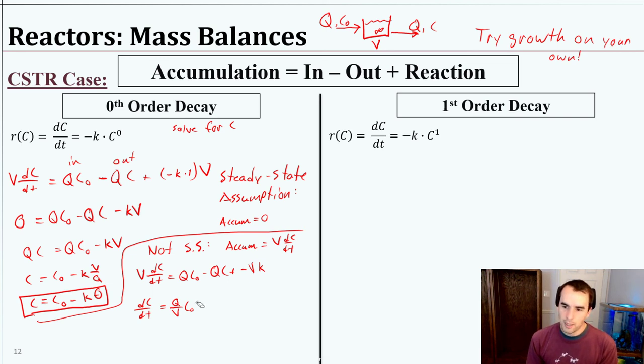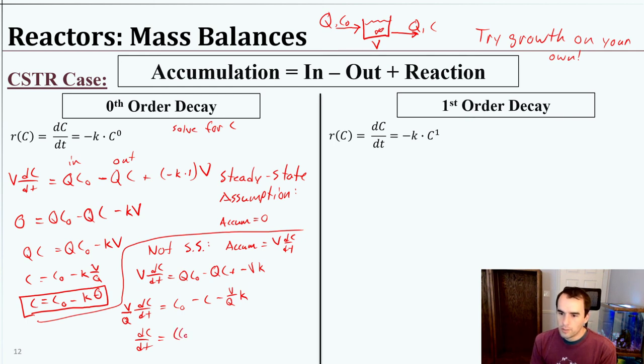Instead of doing that, I'm going to divide everything by Q. I think that'll be simpler. So we're going to divide V over Q, and this is going to give us theta. Over here, it's going to be C naught minus C, because we're dividing everything by Q, minus V over Q times K. All right, so now if we divide everything by V over Q, so divide everything by theta, we have dC/dt equals C naught minus C divided by theta, minus K.